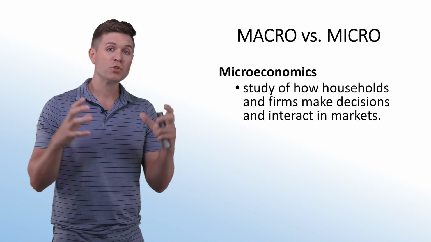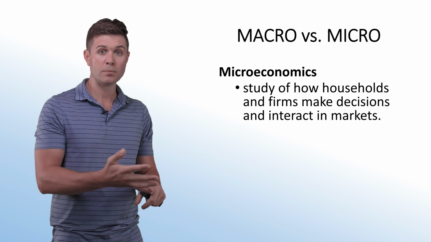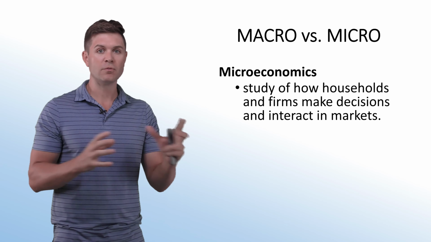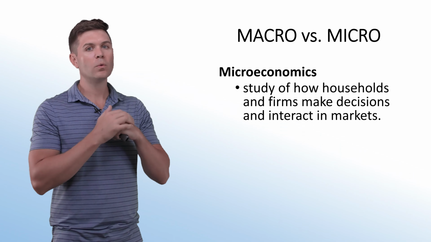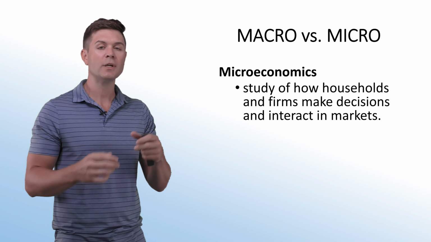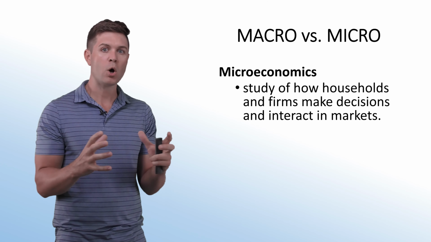Microeconomics is a much smaller scale. It's still studying decision making, but it's looking at the decisions of firms, individuals, consumers, producers, how those decisions affect one another, how business decisions are made, when they produce, when they stop producing, when consumers stop consuming, all of those sorts of things. It's a smaller picture.